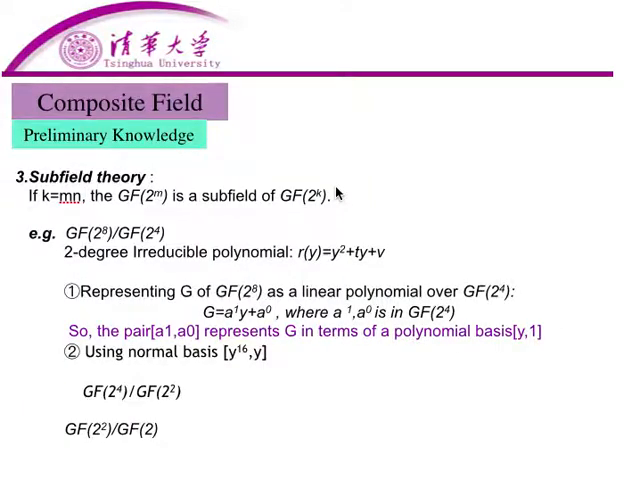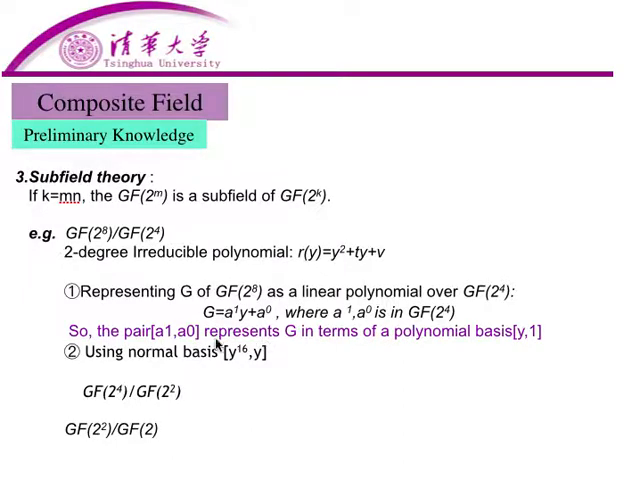Then is the subfield theory. Let's say if K equals Mn, then this field is a subfield of this field. Of course, you can see that. For example, when we are given a 2-degree irreducible polynomial, like this one, we can represent the element of GF(2^4) as a power of 2 and a linear polynomial over this field.